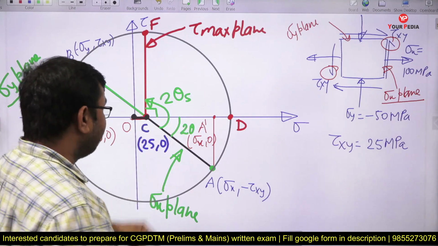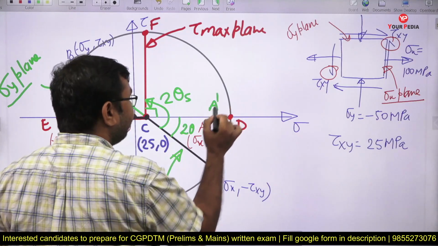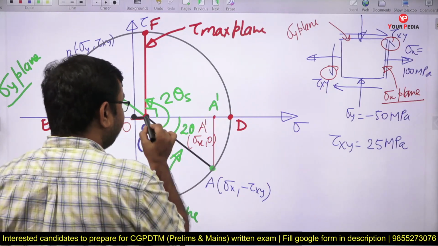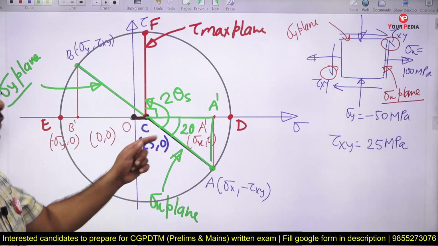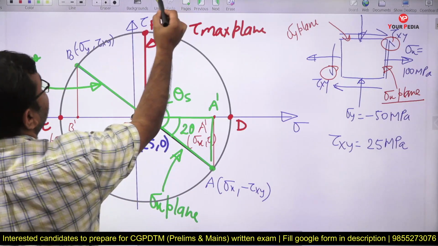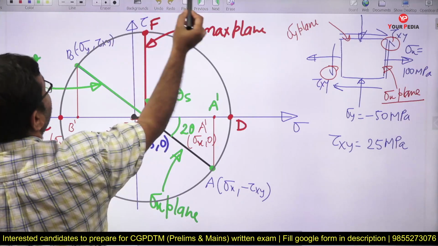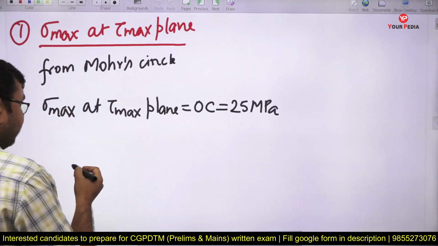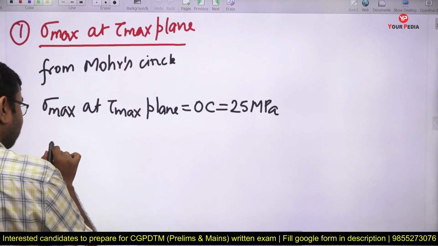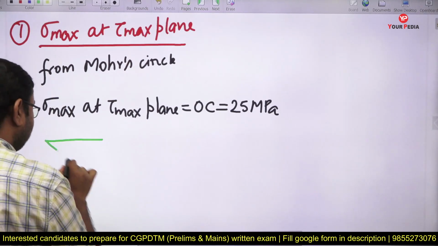So simply you can say here we have a triangle. Let's say this is A prime, this is C and this is A. So we have a right angle triangle like this, yes or no? So by using this right angle triangle, can I determine tau max plane, yes or no? So simply you have this plane, yes or no?